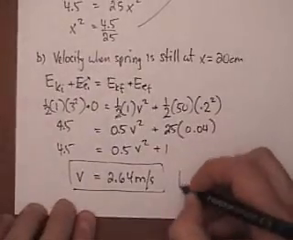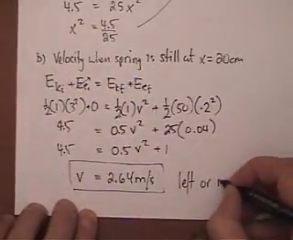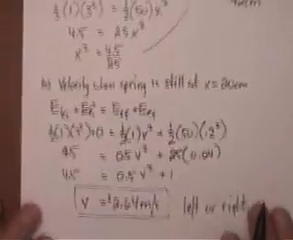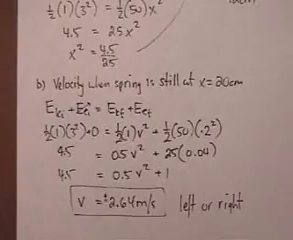So there you go. And I guess I'll just put left or right. Or else I could have put plus or minus here, or else I could have just asked for speed and then just put 2.64. There you go.